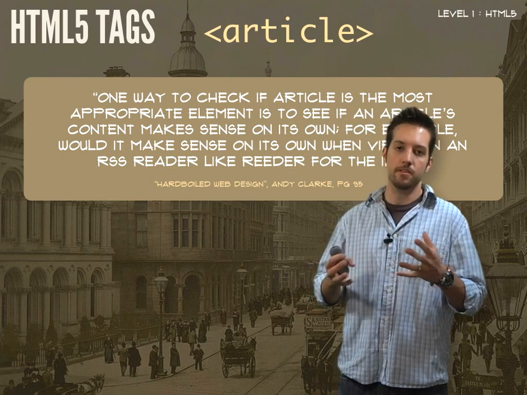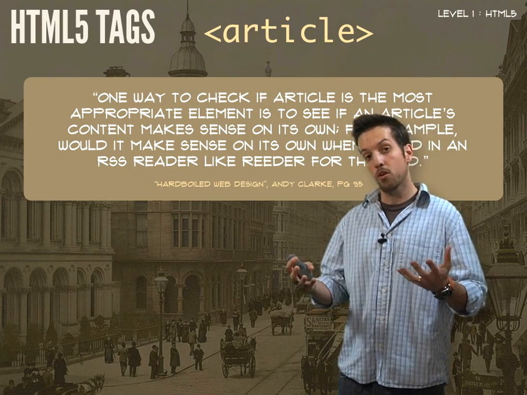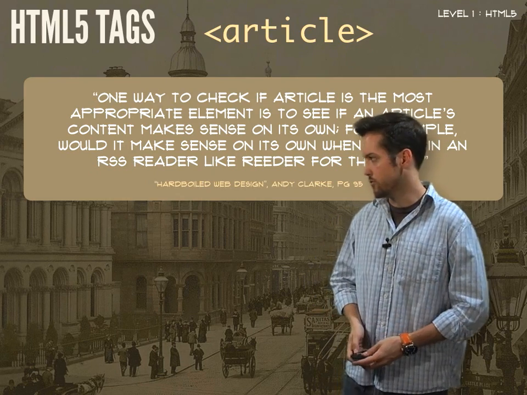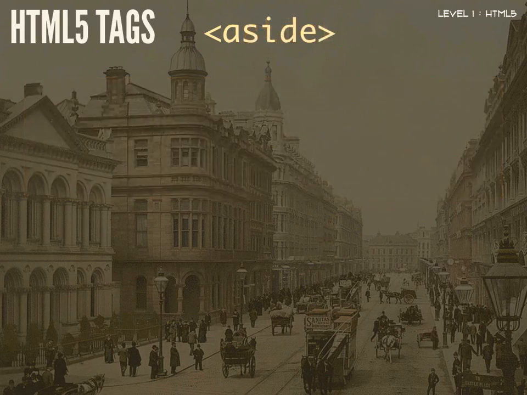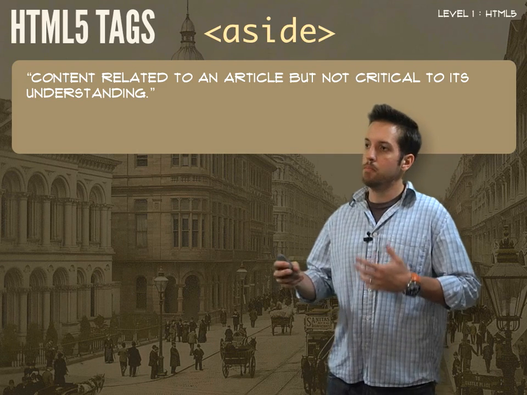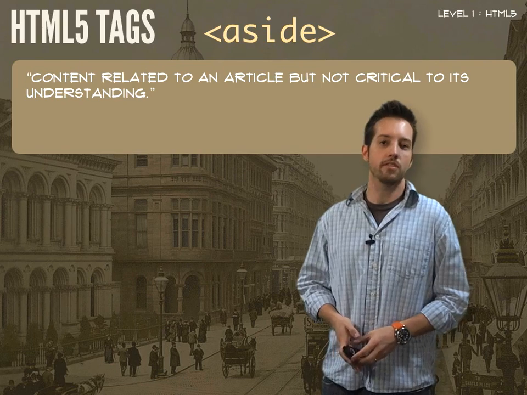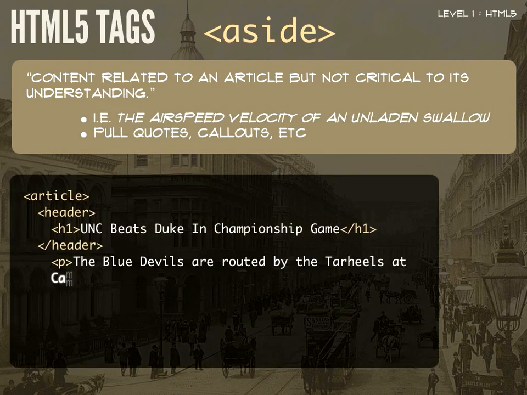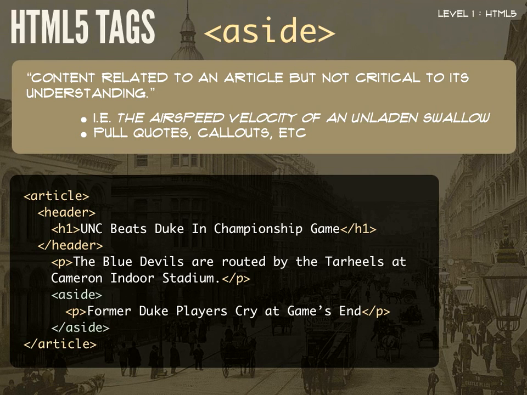If you're wanting to define something as an article, does it work in, say, a standalone RSS reader on your iPad? It's a good question to ask yourself. So the next tag is the aside tag. The aside tag is defined as content related to an article, but not critical to its understanding. So this might be those golden nuggets of useless information that you bring up at dinner parties, such as the airspeed velocity of an unladen swallow. It could also be pull quotes, call-outs, those kind of things.